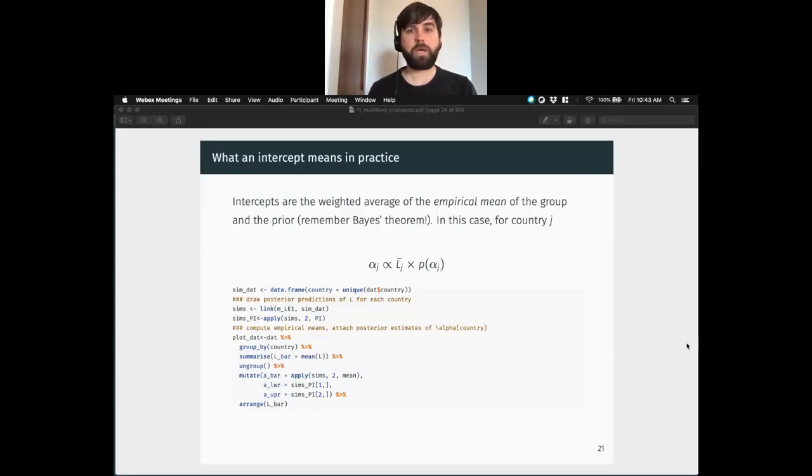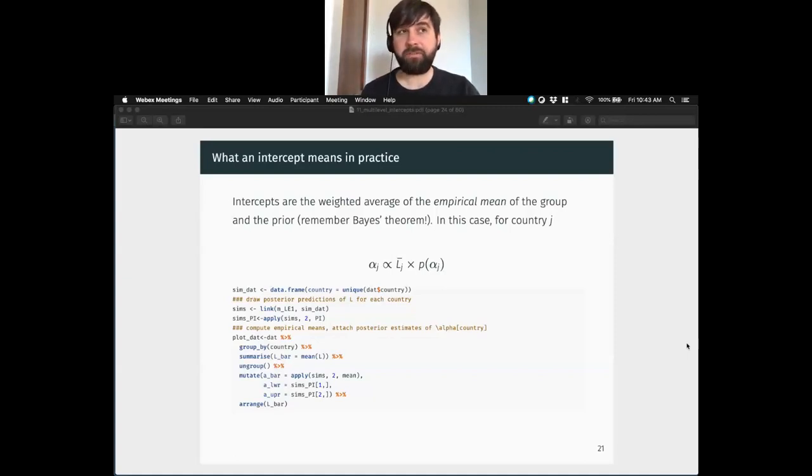No? Okay. So intercepts are, in the frequentist case, strictly the average. In the Bayesian case, they're the weighted average of the empirical mean and the prior. But this is important in both cases: sticking the country at the empirical mean of the data is effectively ignoring information from other countries when it fits that. That's why we call this the no pooling model, right?